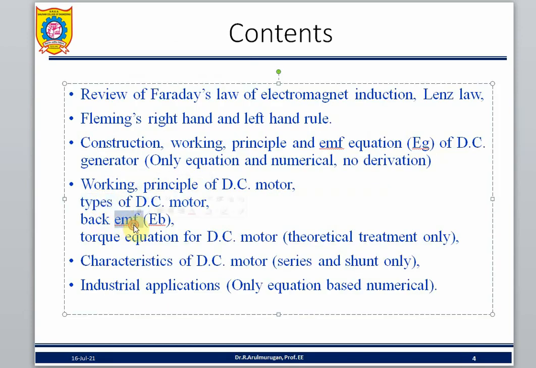Back EMF is the EMF induced in the armature coil or rotor. It opposes the supply voltage, that's why it is called back EMF. So that's all about the DC motor. Then let's go with the three topics: torque equation, characteristics, and application.